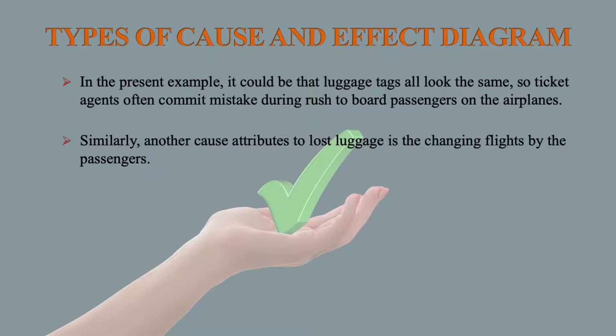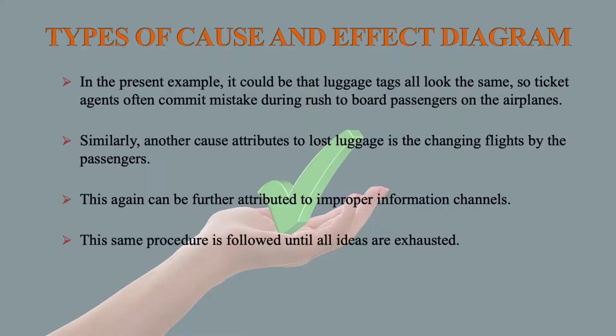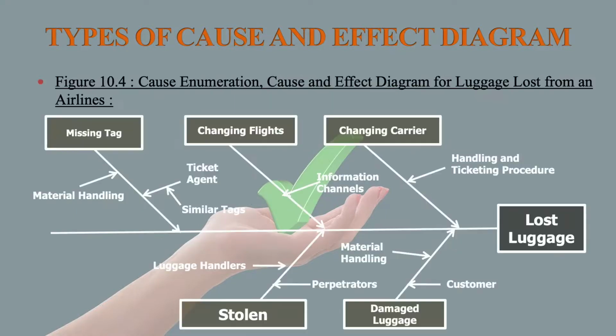Similarly, another cause attributed to lost luggage is the changing of flights by the passengers. This again can be further attributed to improper information channels. The same procedure is followed until all ideas are exhausted. So the lost luggage fishbone diagram looks like this. This is the cause enumeration diagram.